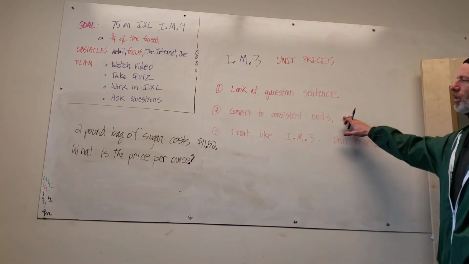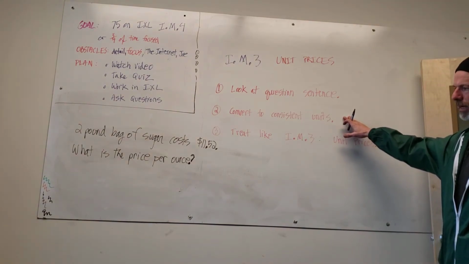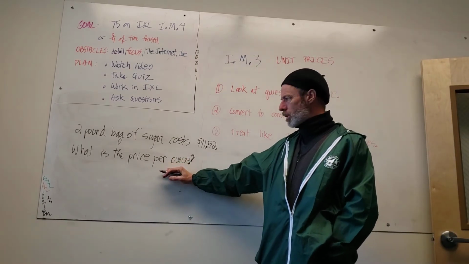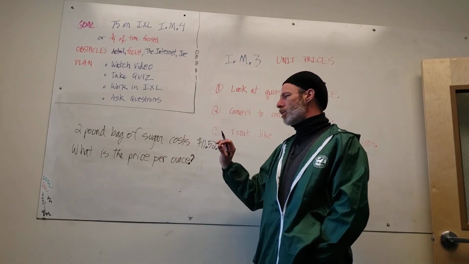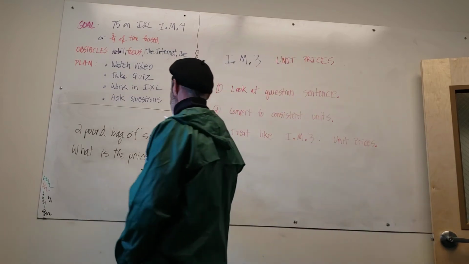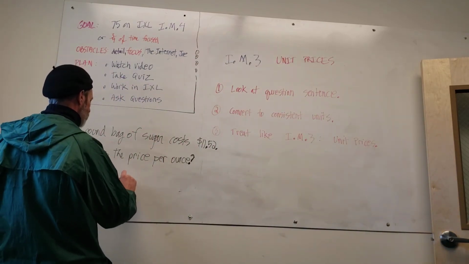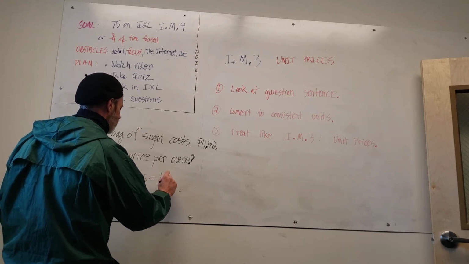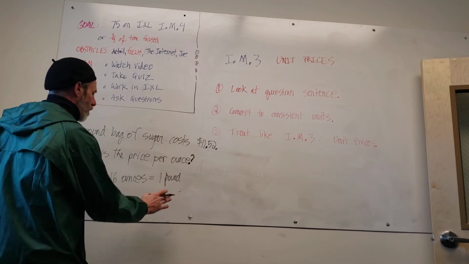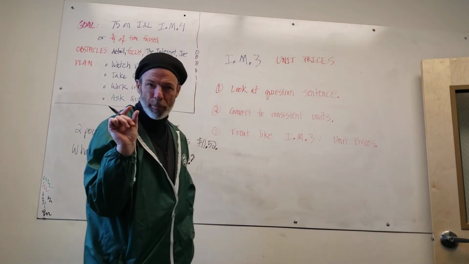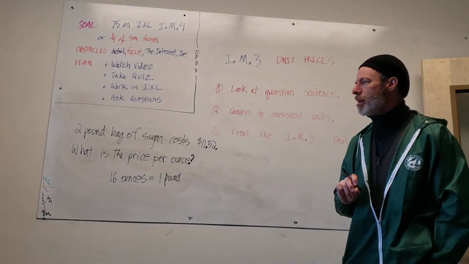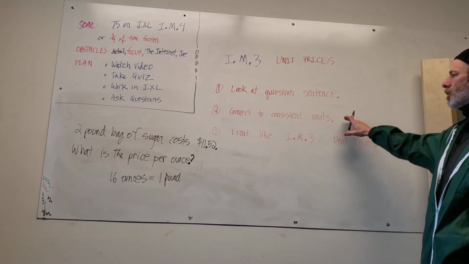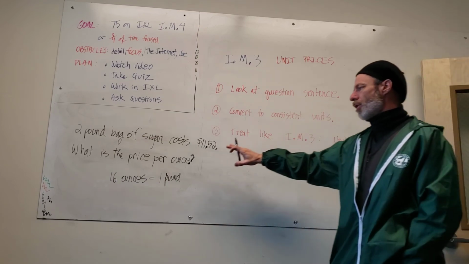Convert to consistent units is what we need to do next. And the consistent units, we're looking for ounces. So pounds to ounces, 16 ounces equals 1 pound. Okay. An ounce is used for measuring small things. Pounds are a little bit bigger. So, convert to consistent units.